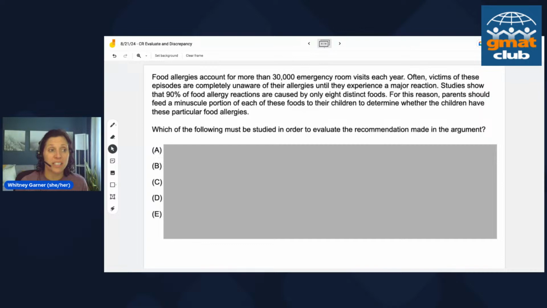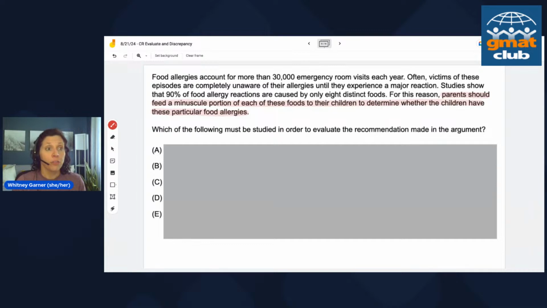All right, so that's about a minute. When we deconstruct, the first thing we want to do is find the conclusion. Anytime we're in an assumption family question, we always want to find the conclusion. Conclusion here: parents should feed a little bit of this to their kids to figure out whether they're allergic. This question is evaluate. So what do I need to know in order to evaluate? Be careful, this won't be a strengthen or a weaken. It'll be sort of the combo of the two.